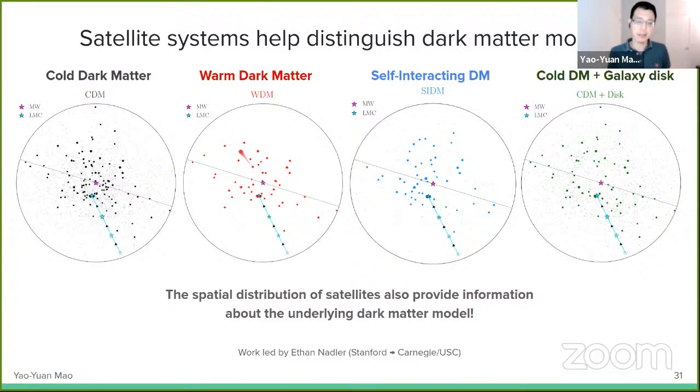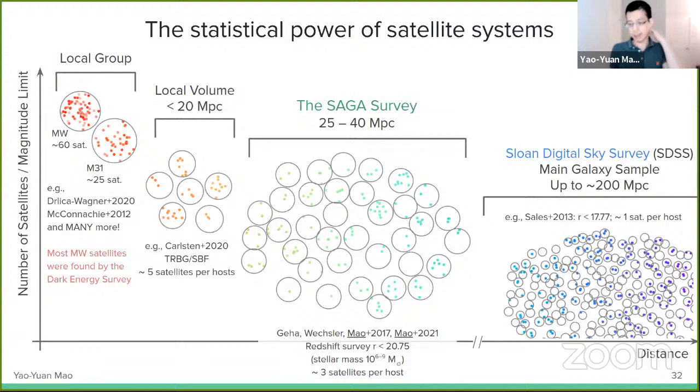But as you can see here, this particular exercise requires you to observe a lot more satellites, right? You need to see, for this kind of distribution, tens of satellites. Like in the SAGA survey, we only find like 3 to 4 satellites per system. And so you ask, what does it take to see more satellites? As you all know, the further you look, the fainter objects you cannot see. You can only see fainter objects that are nearby to us. So in the Milky Way, we can find a lot of satellites because they are so close. We can find very faint satellites in the Milky Way.